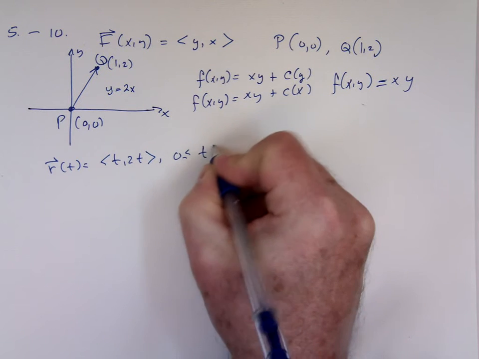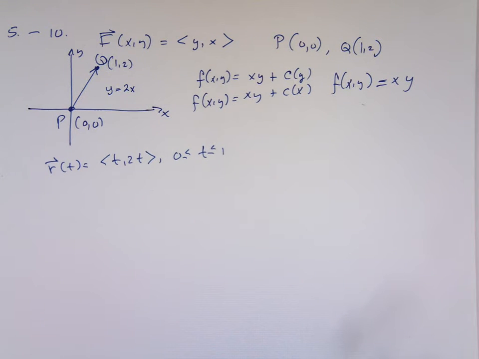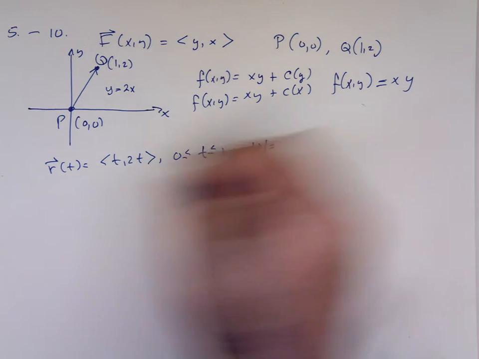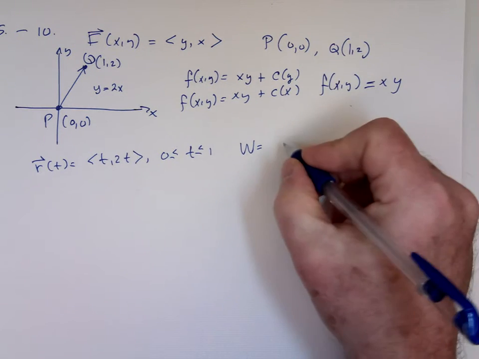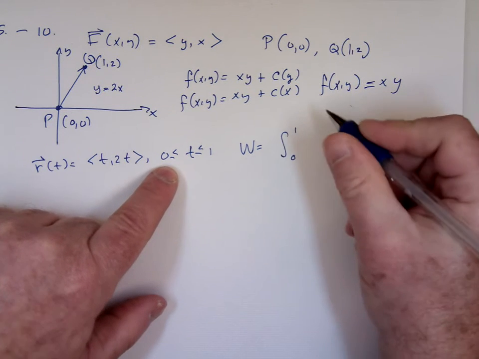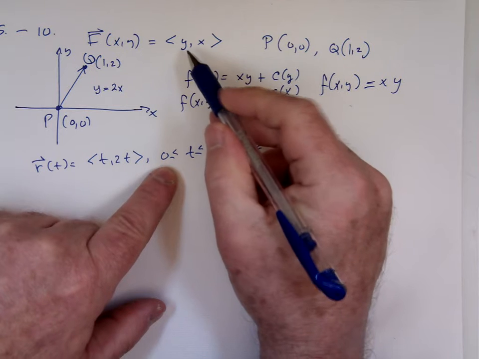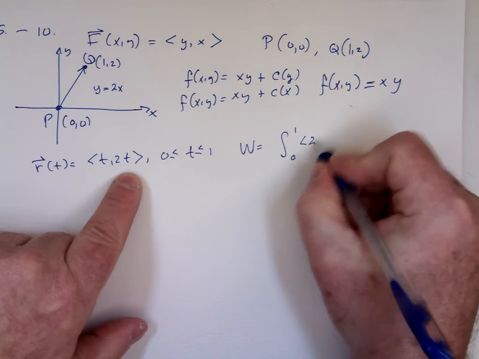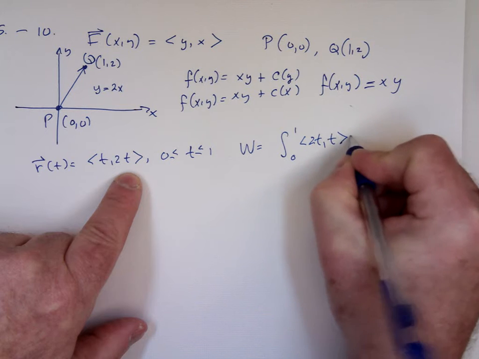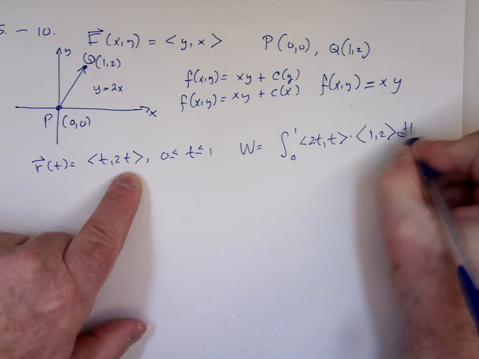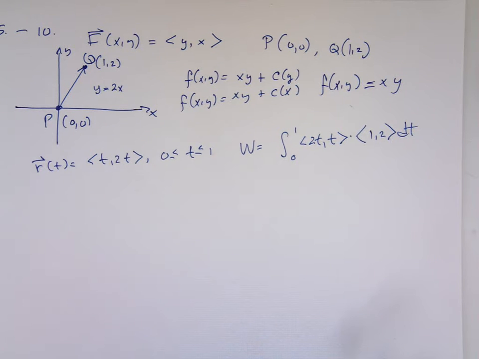T goes from 0 to 1. What about the integral for work? Under this path, the integral for work would be the integral from 0 to 1. Now, what you have to do is take the field and represent it in terms of t, y, x. Y is 2t, x is t, r prime, dt.